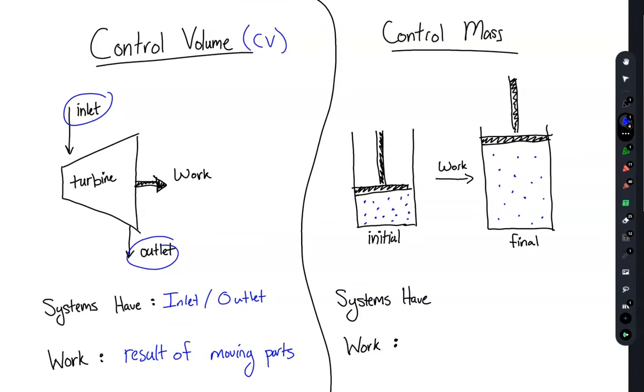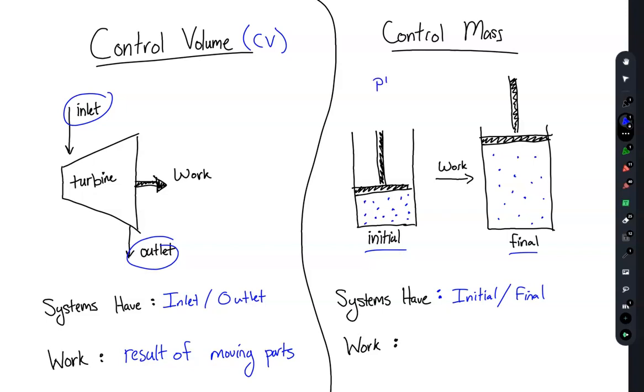As for control mass systems, we're going to dig into these a little bit more deeply. It's going to be a way that we can help peel back the onion, as I've said, looking more deeply into where things like enthalpy, internal energy, and entropy come from. These systems have defined initial states and final states. So these are initial and final.